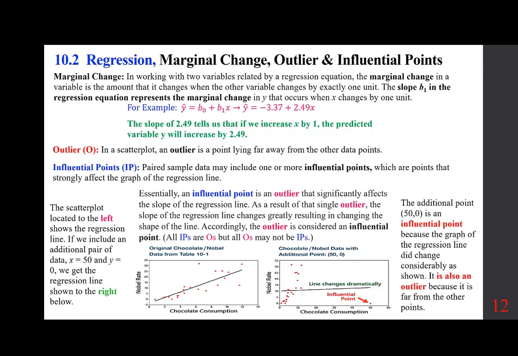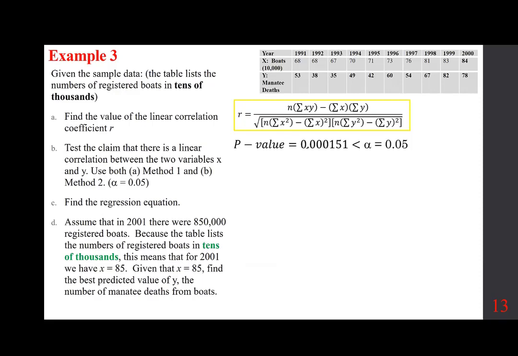Basically, an influential point is an outlier which is really heavily affecting the graph. If an outlier doesn't do that, it may not influence it that much, okay? Most outliers do. All right. Let's look at another example.